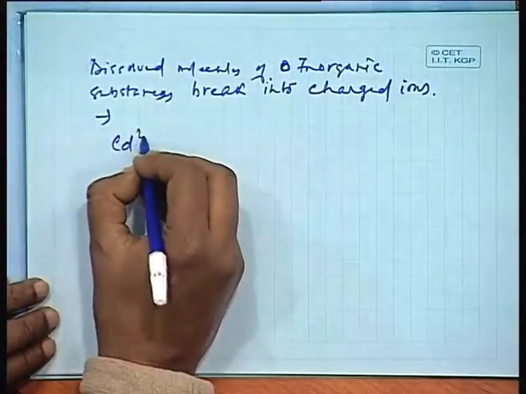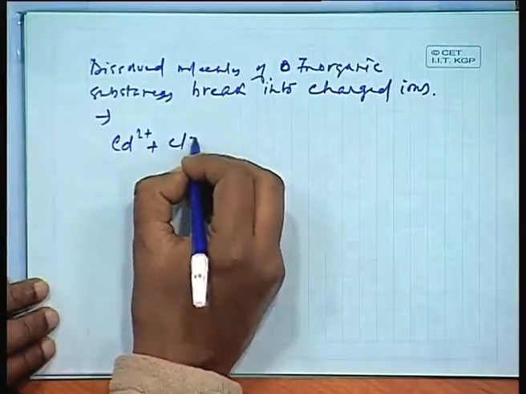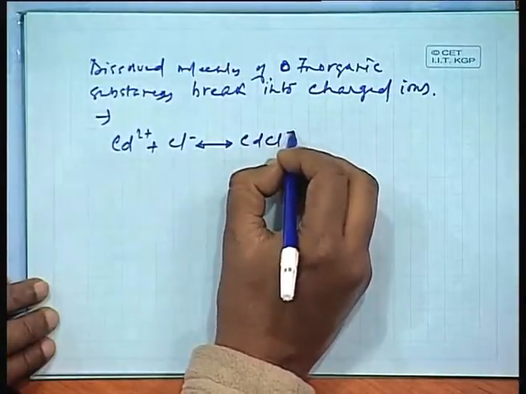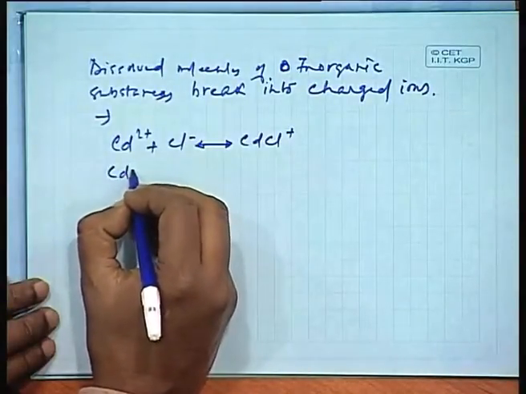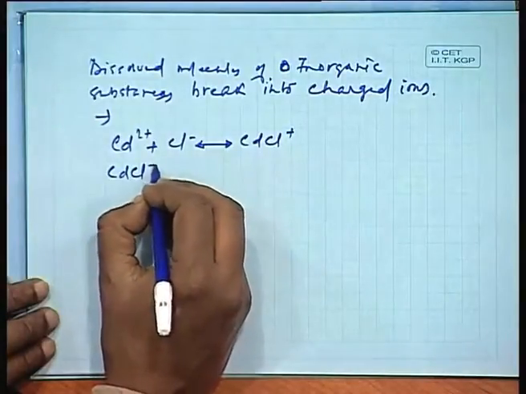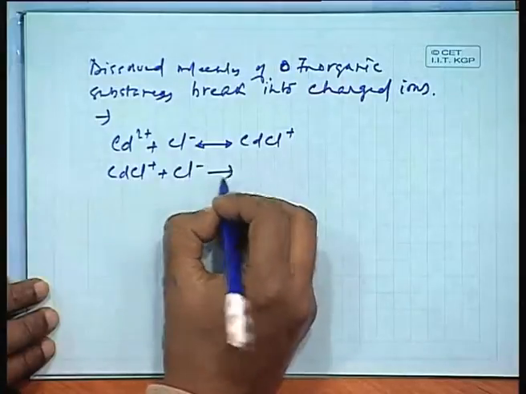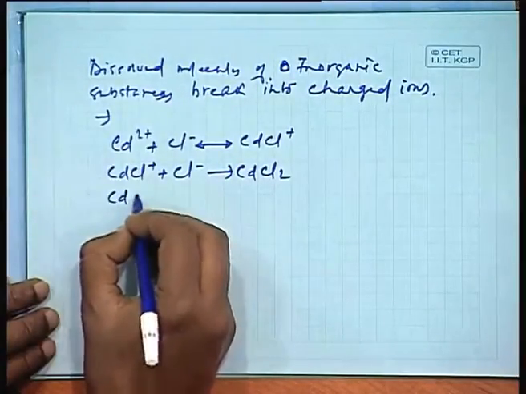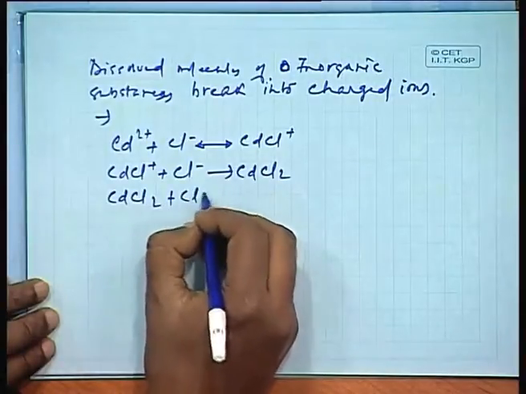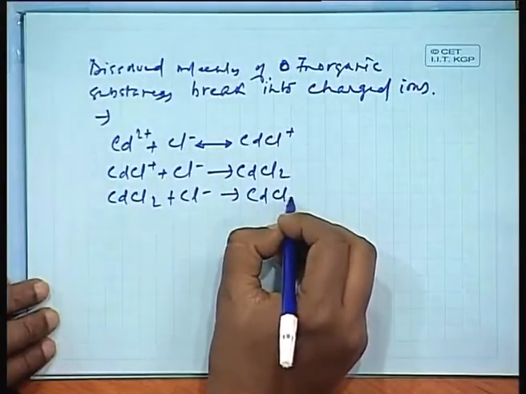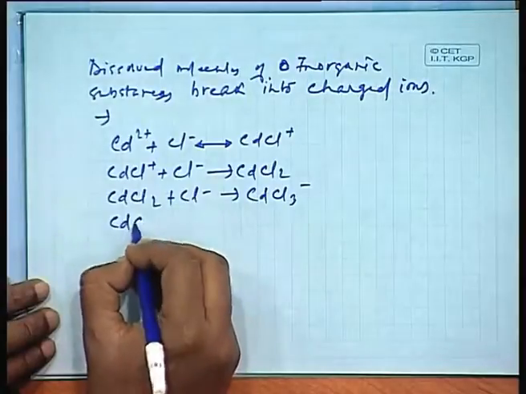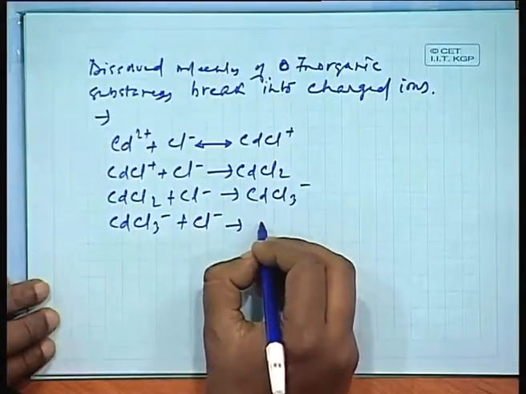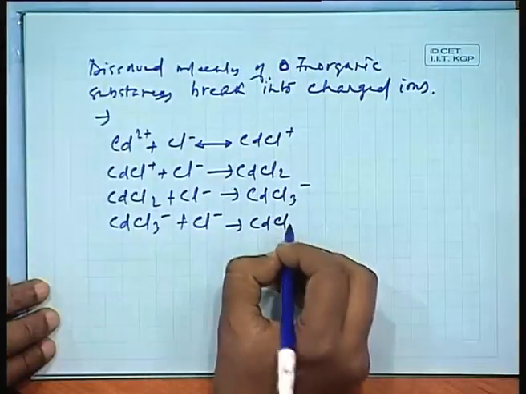It is quite interesting to observe that cadmium in the presence of chloride ion can form, in a reversible reaction, CdCl plus. This CdCl plus with Cl minus can form CdCl2. CdCl2 plus Cl minus can form CdCl3 minus, and CdCl3 minus with Cl minus can form CdCl4.